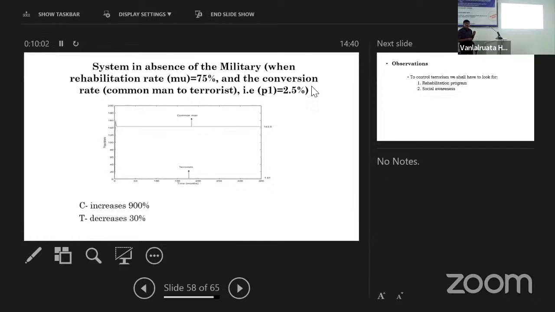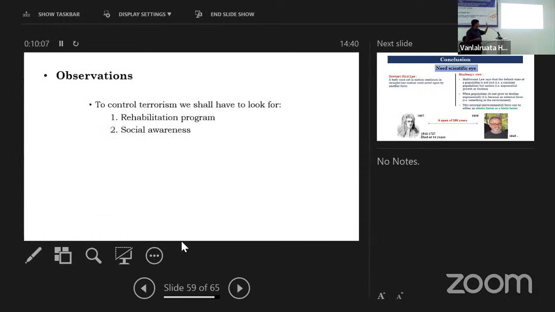Now what you observe is that to control terrorism, we shall have to run a realization program and develop social awareness. The government can spend a lot of money in that aspect, in such a way that we can reduce the terrorists in some way. The people come back and join with that. So this is the thing.